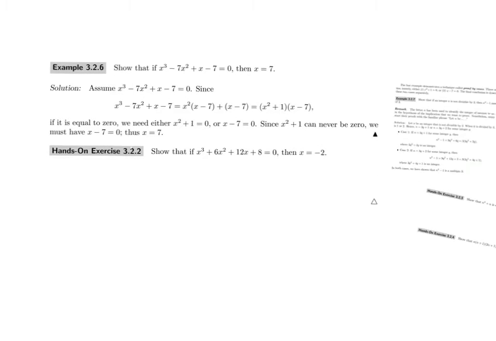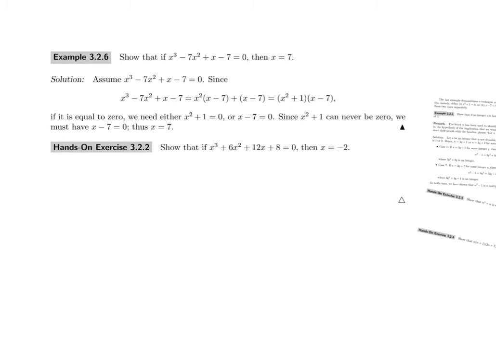So we're continuing with examples of direct proof, and here's going to be another one. It says, show that if x cubed minus 7x squared plus x minus 7 equals 0, then x equals 7. So again, the strategy with direct proof, we're proving an if-then statement, which means we should start by assuming the hypothesis, which is what has been done here.